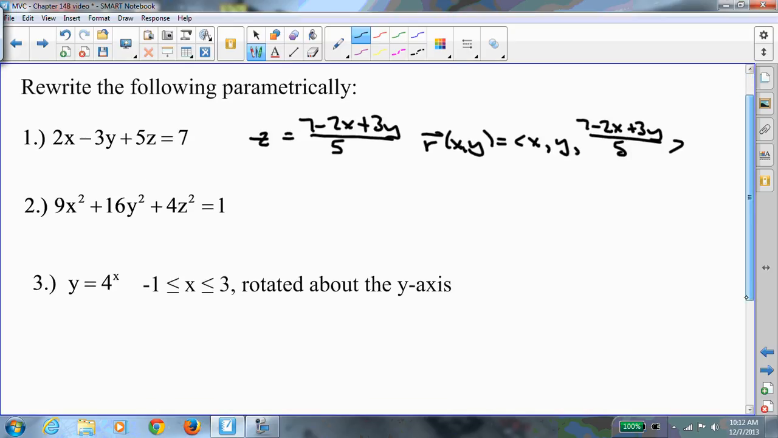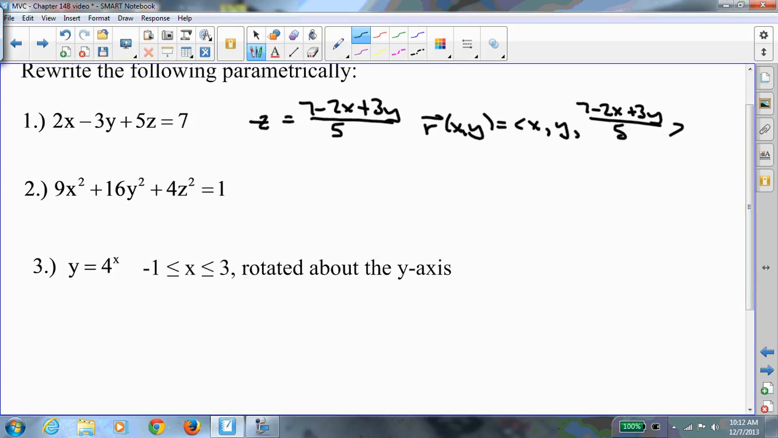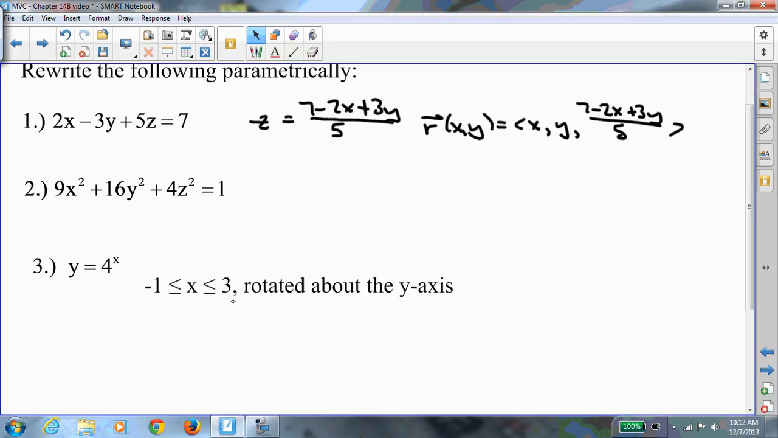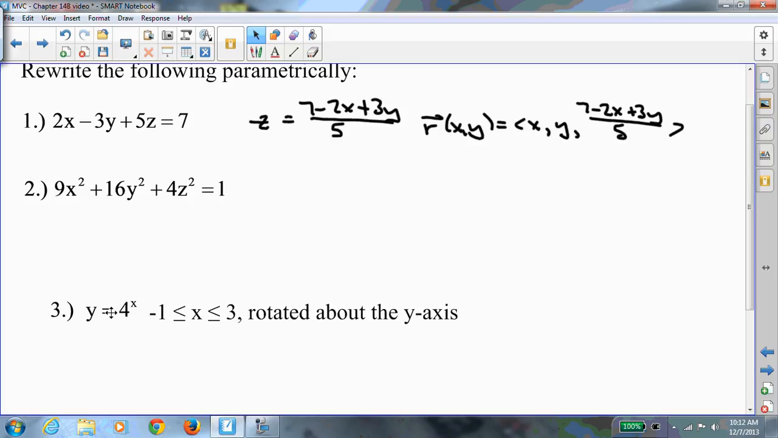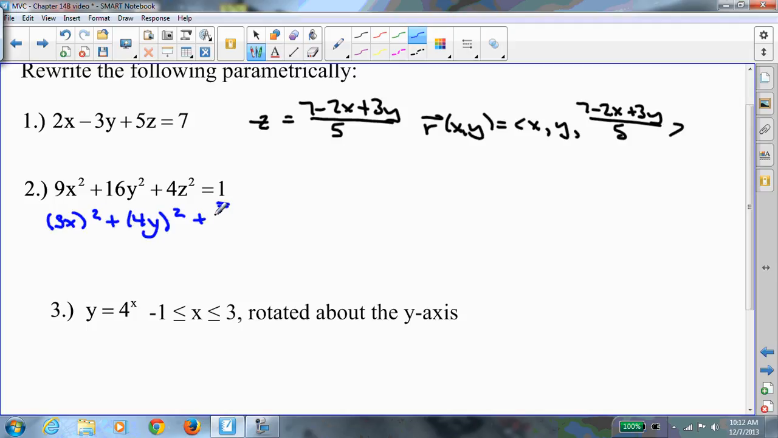Now, if you have something like example 2, you do want to think of the conic sections that we have done throughout the course of the unit. So this one, something squared plus something squared, looks very similar to a sphere, and that's what we're actually going to use in it. It would be a sphere of radius 1 because it's equal to 1, and basically what I want to do is set this up to look more like our spherical format. So this would be 3x quantity squared plus 4y quantity squared plus 2z quantity squared equals 1. And then you can think of 3x, 4y, and 2z as my x, y, and z components in spherical coordinates.